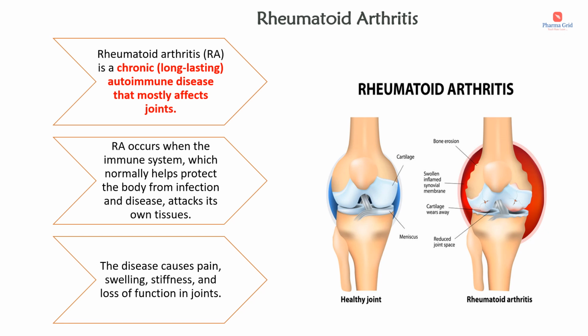So today's discussion point is rheumatoid arthritis, mainly the treatment options. So what is this rheumatoid arthritis? It is a chronic, long-lasting autoimmune disease that mostly affects the joints.